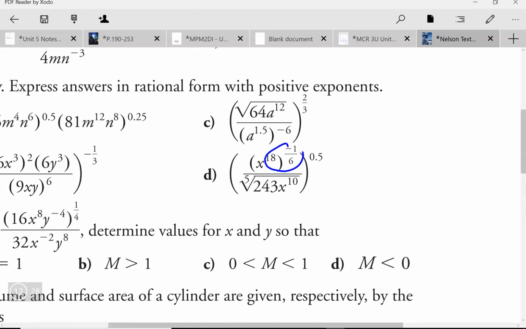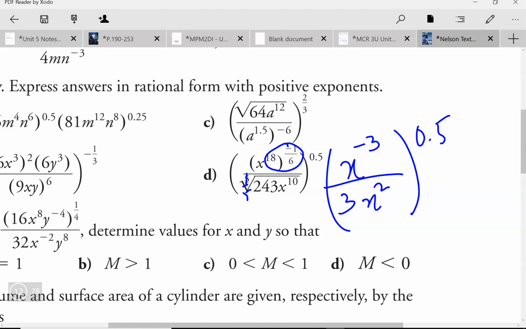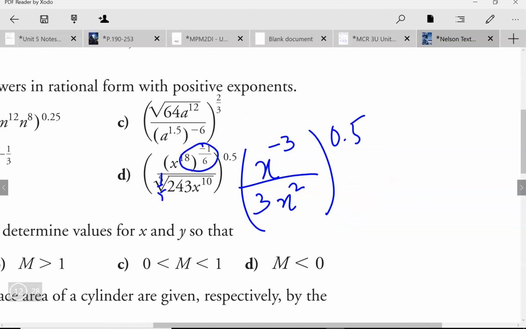Again, just product rule. This is 1 over 5. So the denominator really becomes 3x squared. X to the negative 3 to the power of 0.5. So you can combine these in a way that looks nicer.